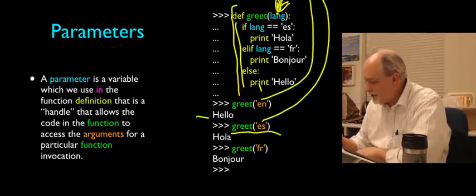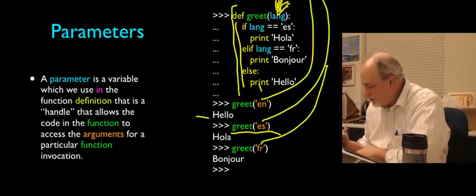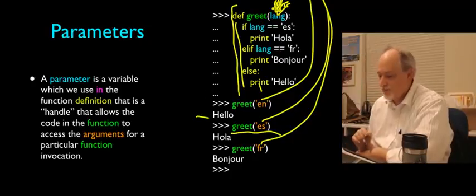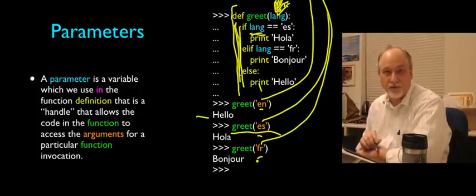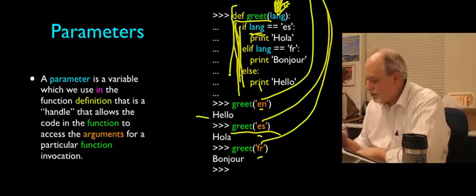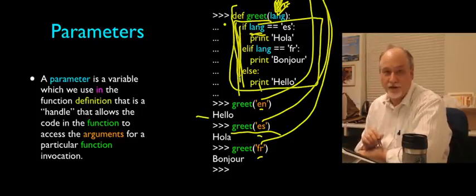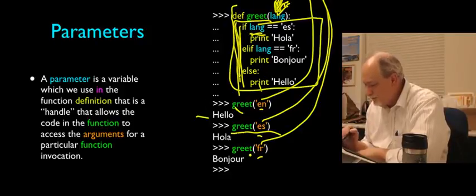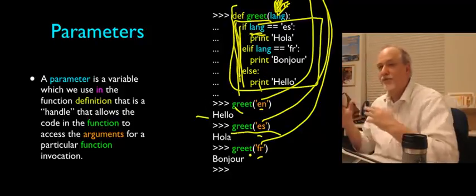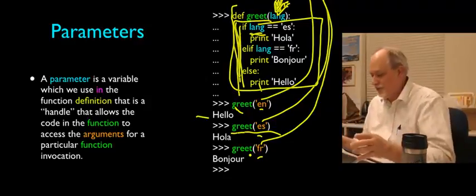I'm going to pass es in as it. So lang becomes, for this execution, es. And then it prints out hola. And then the next execution, lang is fr. So it executes this 3 times, but lang is different each time because we've passed in different parameters each time. So that's how we can write general purpose code inside the function and then reuse that general purpose code in different ways. Okay, it's a real powerful mechanism that makes functions far more useful.